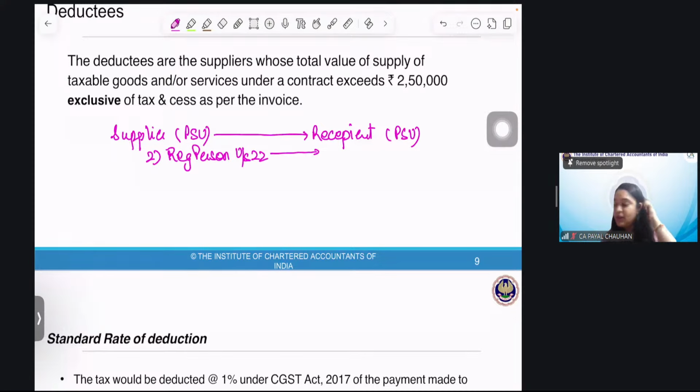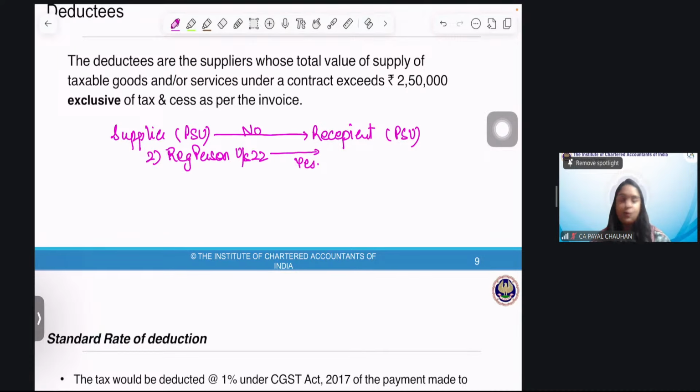In which situation? Yes, in situation number one, the TDS will not be deducted because the payment is between PSU to PSU. But in situation number two, the TDS will be deducted, right? Everyone got it?